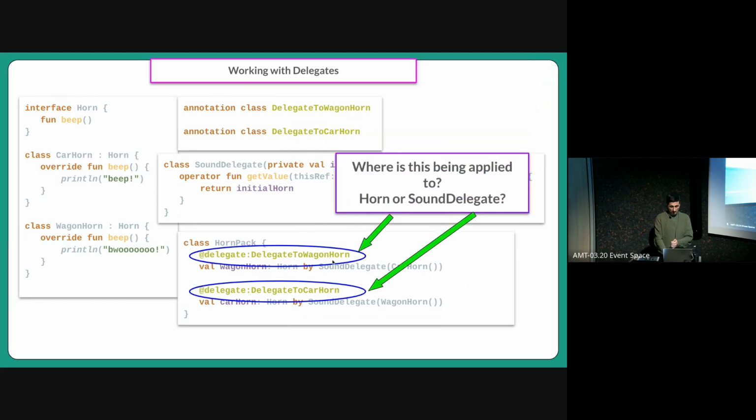And so where do you think that this delegate annotation will be applied to? Will it be on the horn or the sound delegate? Because we are creating a wagon horn. This is actually a wagon horn, but it's by sound delegate, so it comes from the sound delegate. Where do you think this would be applied?